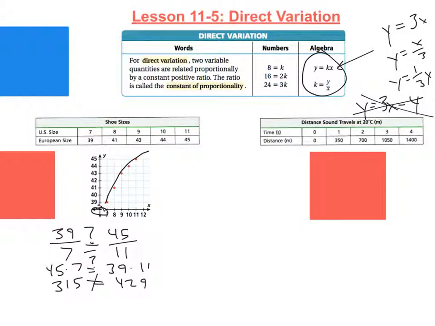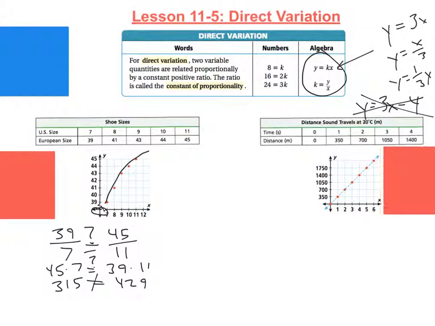Look at the other example then. This is the distance that sound travels at 20 degrees Celsius. 20 degrees Celsius just means that's the condition that we have to be under. So in 0 seconds, sound travels 0 meters. In 1 second, it travels 350 meters, and so on and so forth. You'll notice this is direct variation because it goes through 0, 0, and it's a straight line.